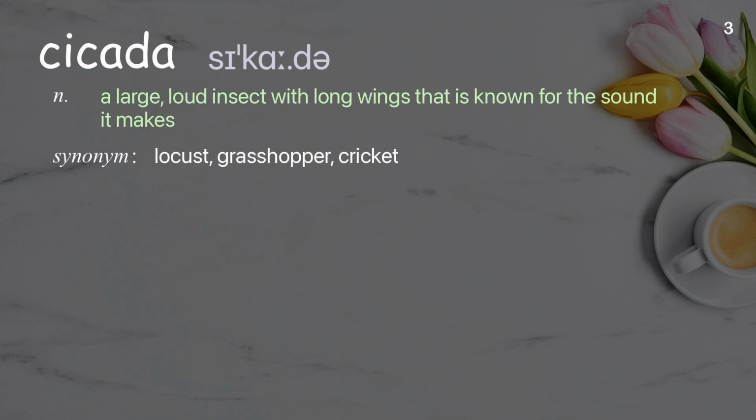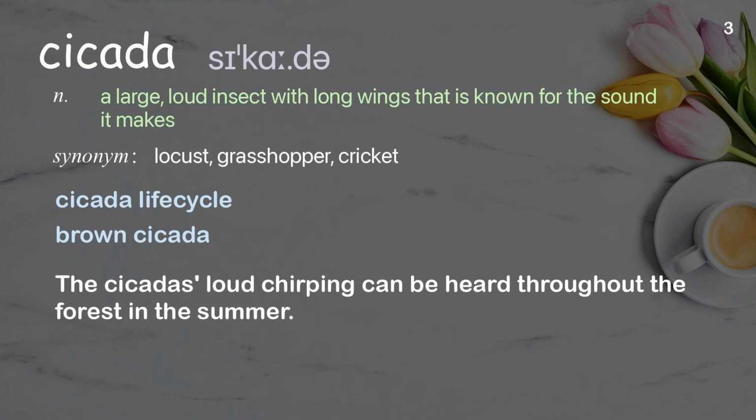Cicada. A large, loud insect with long wings that is known for the sound it makes. Examples: Cicada life cycle, brown cicada. The cicada's loud chirping can be heard throughout the forest in the summer.